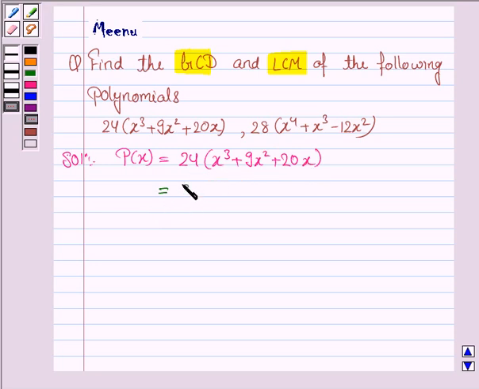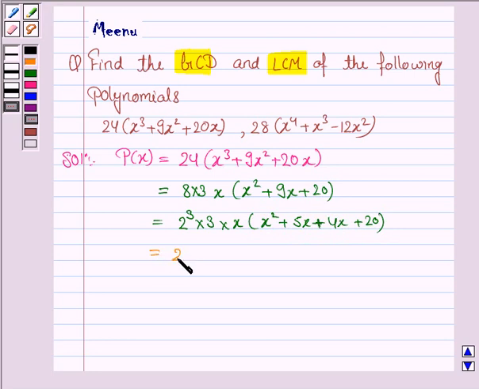Now 24 can be written as 8 into 3. Now from here we take x common, so we have x into x square plus 9x plus 20. Now 8 can be written as 2 to the power 3 into 3 into x into, now here we need to factorize this quadratic equation, so we have x square plus 5x plus 4x plus 20.